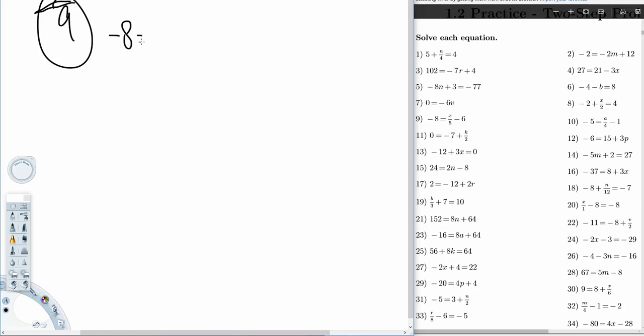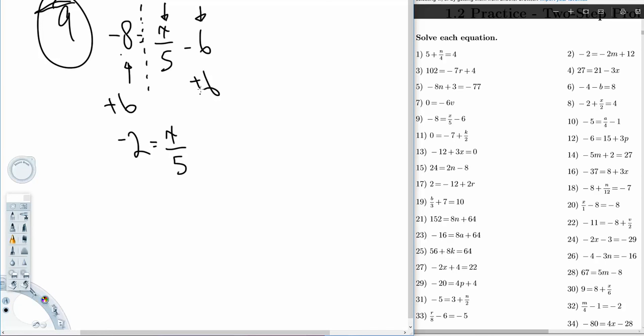Negative 8 equals x over 5 minus 6. So we divide the problem into 2. At the equal sign, we have the side that we know right here. We know what negative 8 is. We have no clue what x over 5 is, and we know what negative 6 is. How do we get rid of this negative 6? We add 6 on both sides. Yes. So minus 8 plus 6 equals minus 2 equals x over 5.